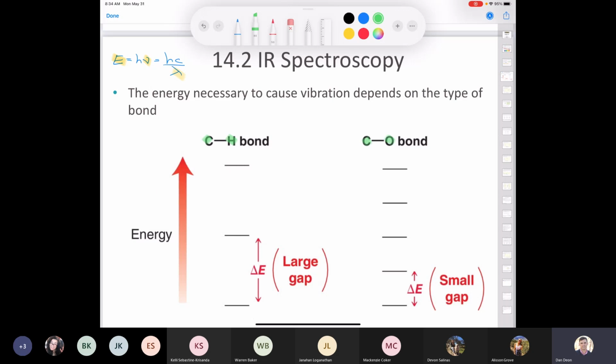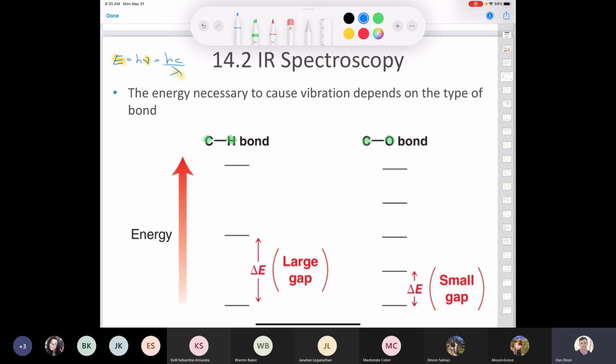Well, if you have a bond between a carbon and an oxygen, like in an alcohol, let's say, that actually takes less energy to cause that vibration to occur. It actually takes more energy to vibrate a carbon-hydrogen bond than it does to vibrate a carbon-oxygen bond. Now, if you're asking me why would it take less energy to cause the carbon-oxygen bond to vibrate than the carbon-hydrogen bond, we're going to look at a formula that will help us explain why that is.